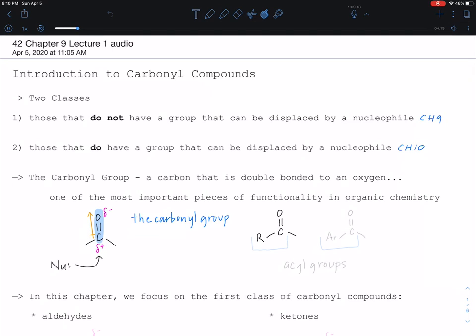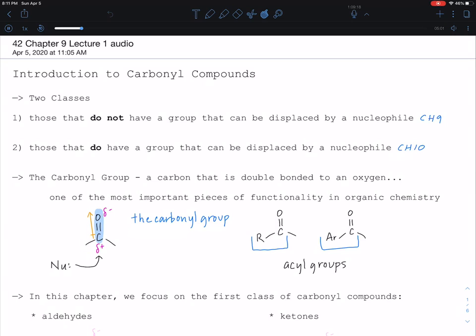You could also have an aryl group. So if it was an aromatic group, a phenyl ring or a phenyl group, that's also fair game. But these parts, the carbonyl and then whatever's bonded to the other side, are what we refer to as an acyl group. And substituents bonded to the acyl group strongly affect the reactivity of the carbonyl compound.